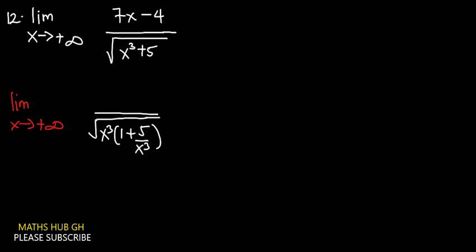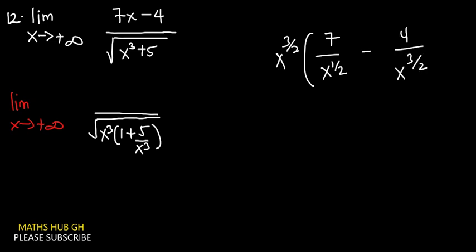Now let's focus on the numerator. We want to factor x to the power of 3 on 2 out from both the numerator and the denominator. Let's look at what will happen. From the numerator, you're going to have x to the power 3 on 2, bracket open, 7 over x to the power 1 over 2, minus 4 over x to the power 3 on 2. This is what you are going to have.